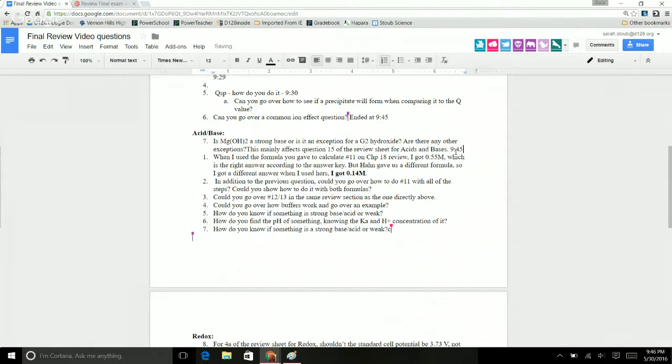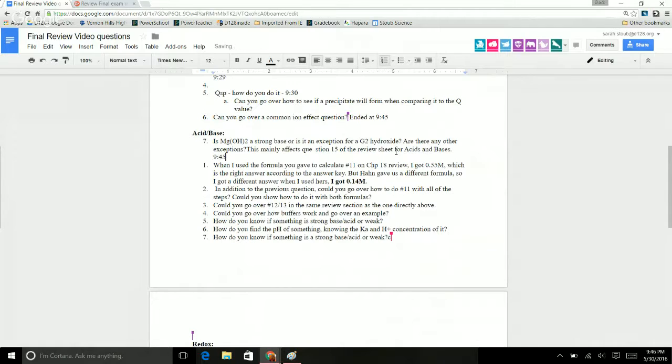When I use the formula, this mainly affects question 15 in the review worksheet. Yeah, it totally does. Since magnesium chlorite right there, both of them are the conjugates of strong acids and strong bases, that's why it's a neutral solution. Okay, moving on to the next question of acid base.